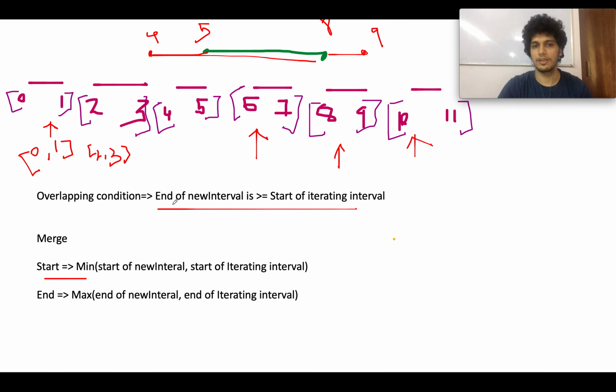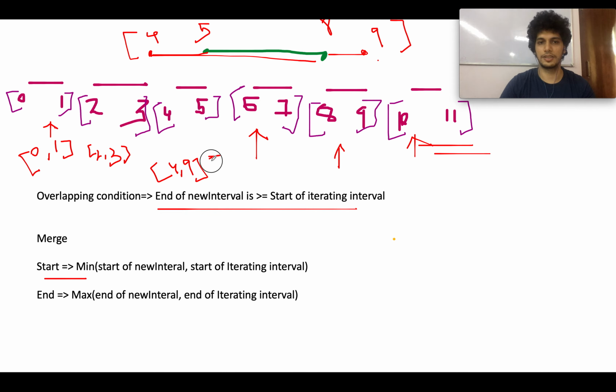If you'll see now, the end of your new interval, which is 9, is not greater than or equal to the start of your iterating interval. That means the overlapping condition is false. At that point, you add your merged interval into your result. So you add 4 comma 9 here, and simply add the rest of the elements present in your array to your result, which is 10 comma 11, because you are sure that now no more merging is going to happen and you are good with your process. So let's quickly code this up.